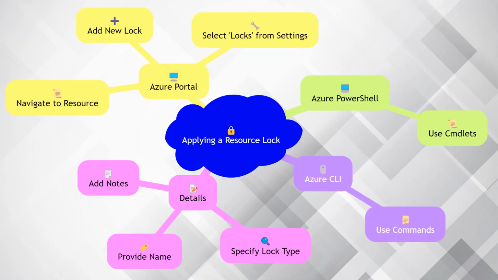Applying a resource lock is straightforward. You can do this through the Azure portal, Azure PowerShell, or Azure CLI. In the Azure portal, navigate to the resource you want to lock, select Locks from the Settings menu, and then add a new lock. You can specify the lock type and provide a name and notes for future reference.